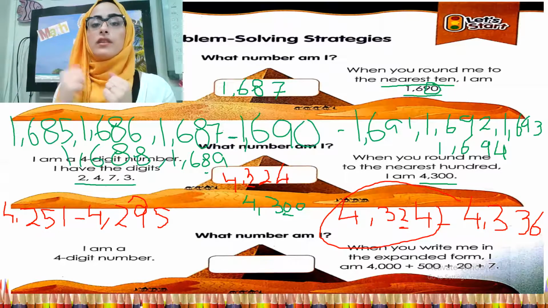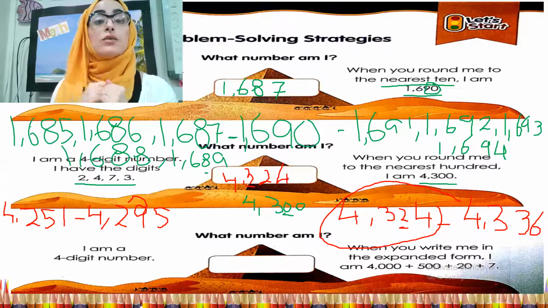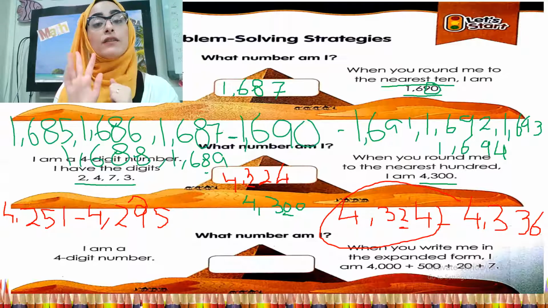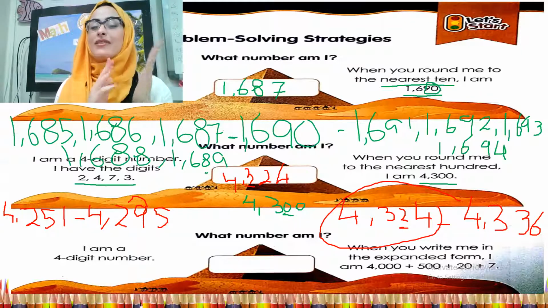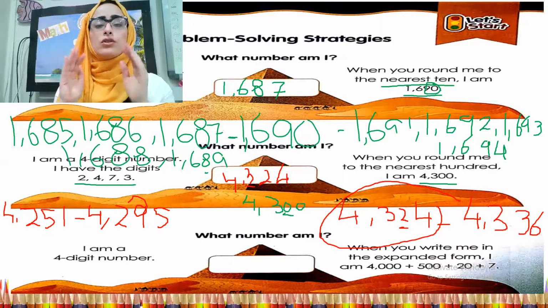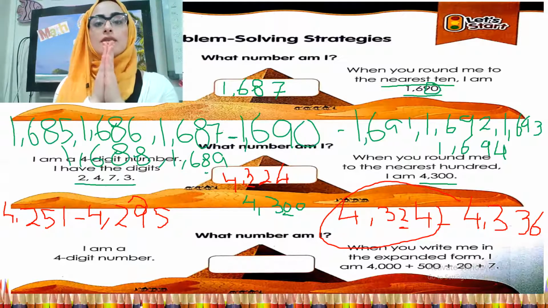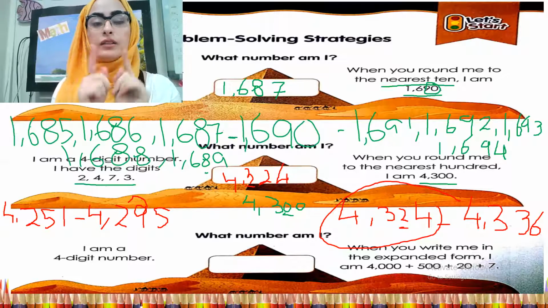4 is what? 4,000. So we write 4, 3 zeros. 5 is what? Is 100. So we write 5 with double zeros. And 2 is what? Is 20. So we write a 0 beside it. And 7 is one, no zero. So the expanded form shows the value of your number.